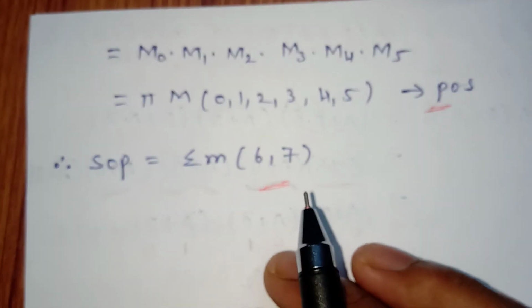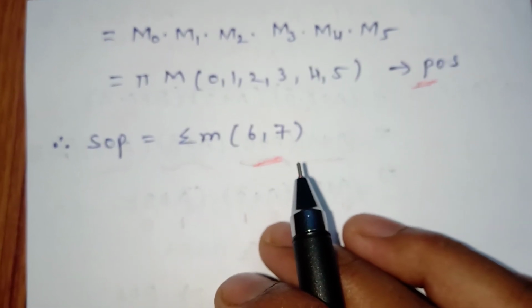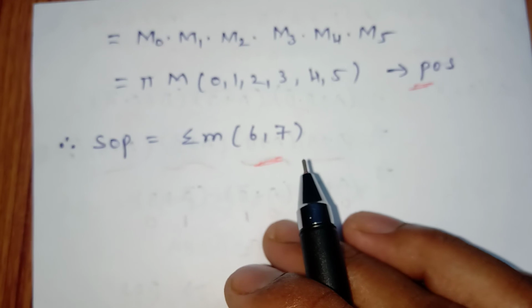Is it clear? In this method, you have to convert any Boolean expression into sum of minterms or product of maxterms. These are the canonical form.